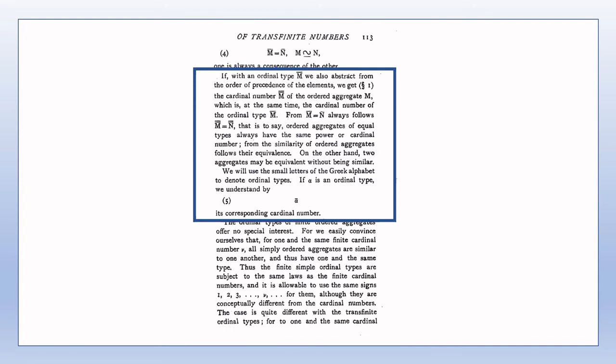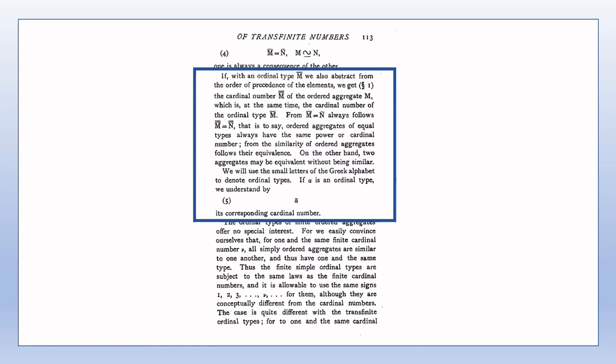So the following rules of thumb may be appropriate. For an aggregate M, which is not assumed to be an ordinal type, then M bar is the ordinal type of M. M double bar is the cardinal number of M. For an aggregate alpha, which is assumed to be an ordinal type, then alpha bar is the cardinal number of alpha. For an aggregate which is a cardinal number, there are no acts of abstraction which are relevant to it. So, for example, the symbol Aleph0 bar would be meaningless, as would 6 double bar.